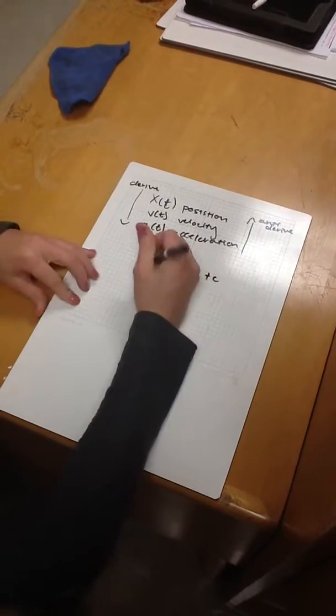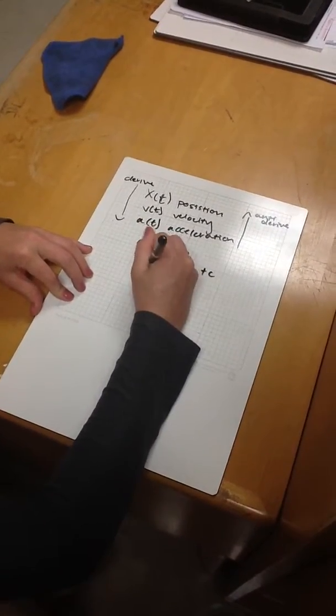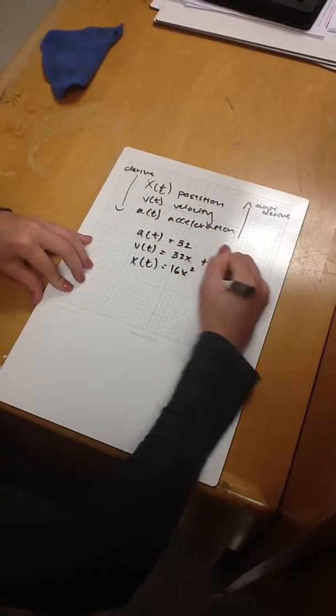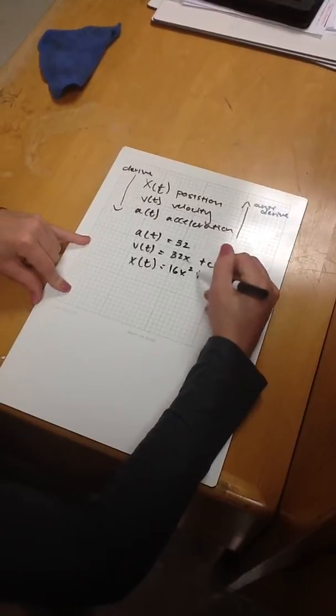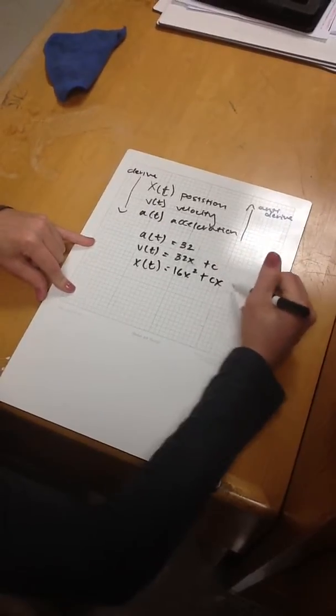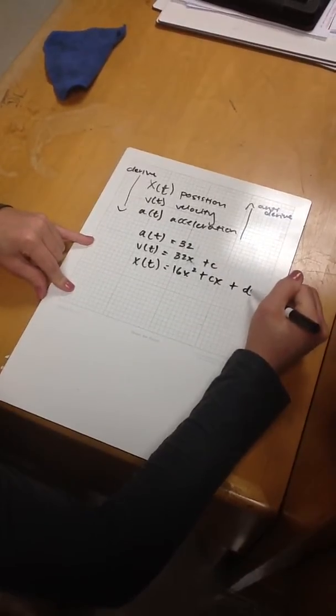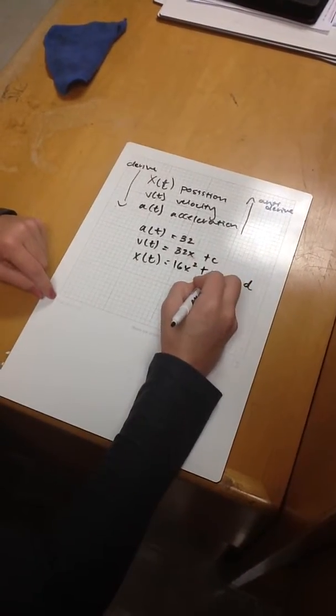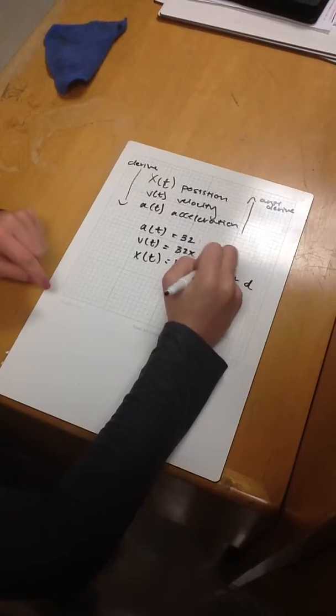And let's say you wanted to go all the way to x of t, you'll do a second antiderivative, so you'll have 16x squared, and you'll do cx plus d, because again you have to have a placeholder, and you have to add an x onto the c, or otherwise it wouldn't have been there to begin with.